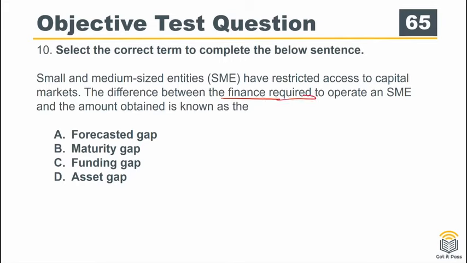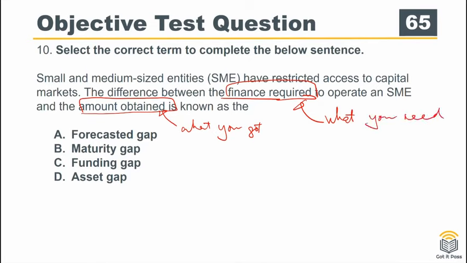Okay, it is quite straightforward because it asks you about the finance required to operate an SME and the amount obtained. The key is the finance required to operate an SME and the amount obtained. In other words, it is what you got. Here is what you need. The difference. So what you need is not the same as what you got. Okay, maybe what you need is larger than what you got. So what's the gap here?